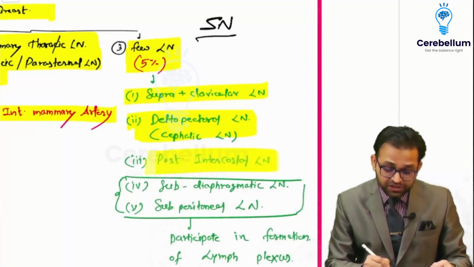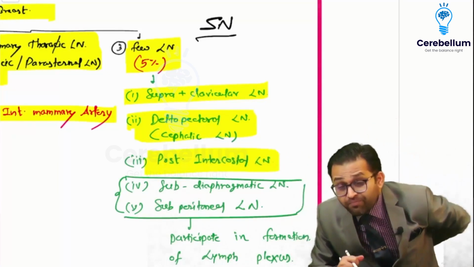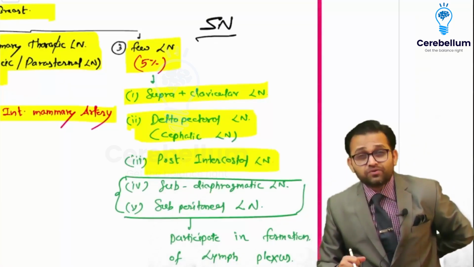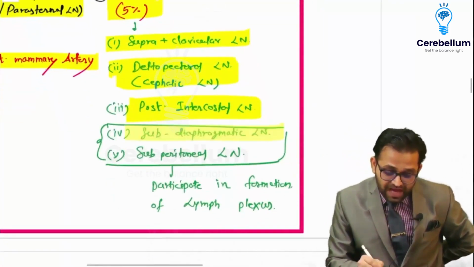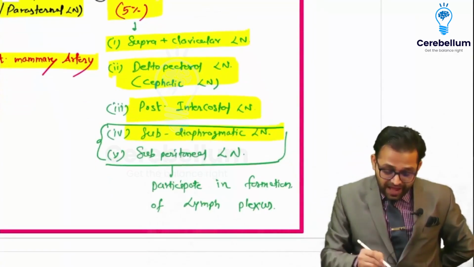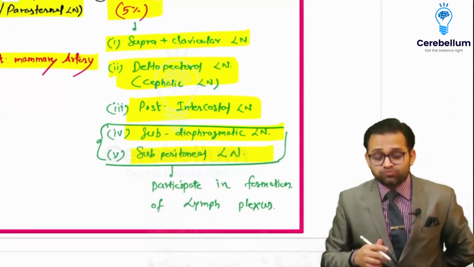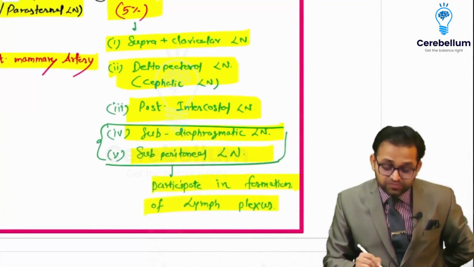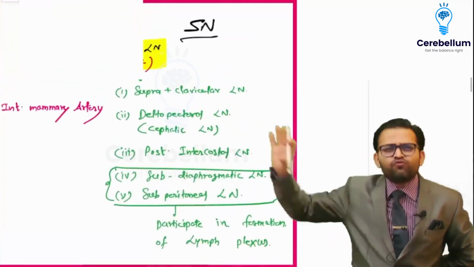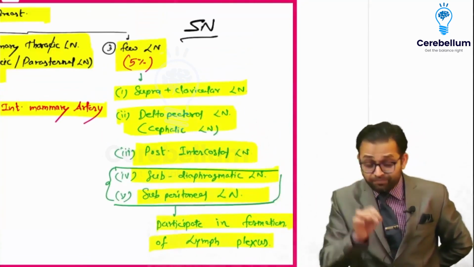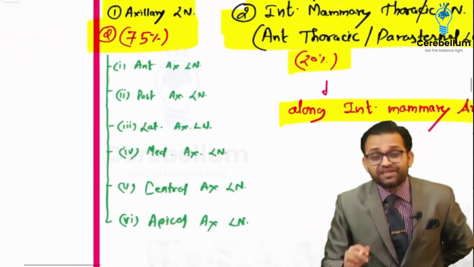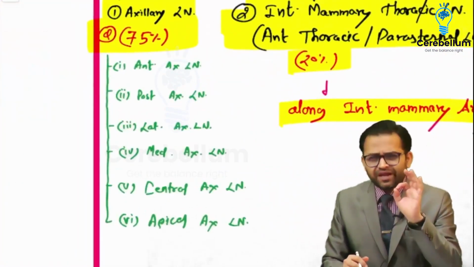Posterior intercostal lymph node is located on the back side, the posterior intercostal part. And also the subdiaphragmatic, which is below the diaphragm, as well as the subperitoneal, which is below the peritoneum in the abdomen. So these participate in the formation of the lymphatic plexus. A very small part of the breast drains here, but the major is the axillary lymph node. So this is important and it is very easy.